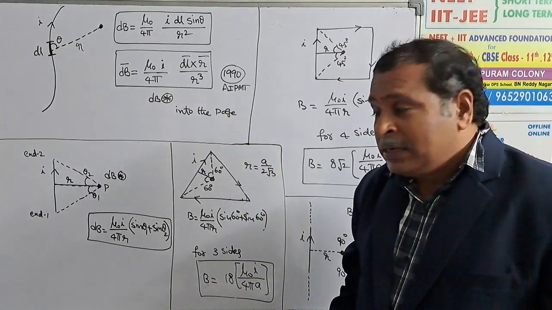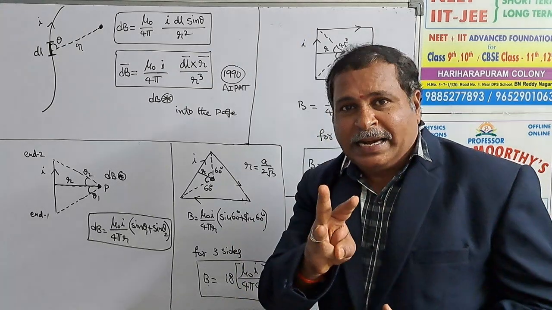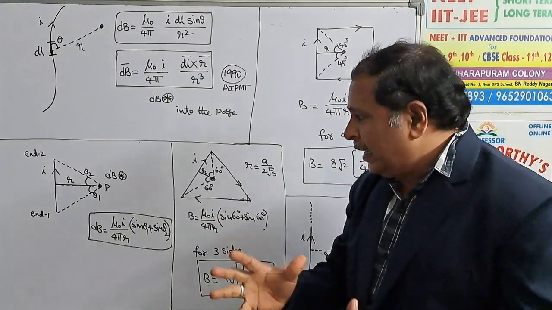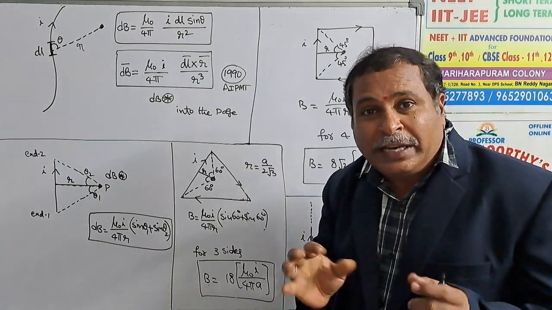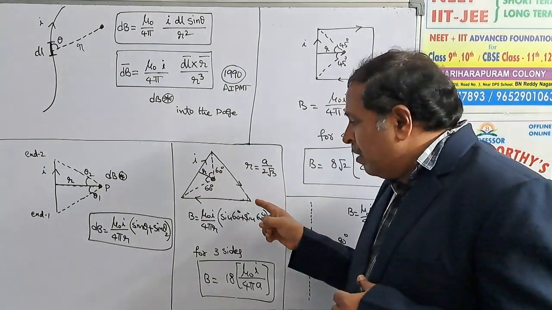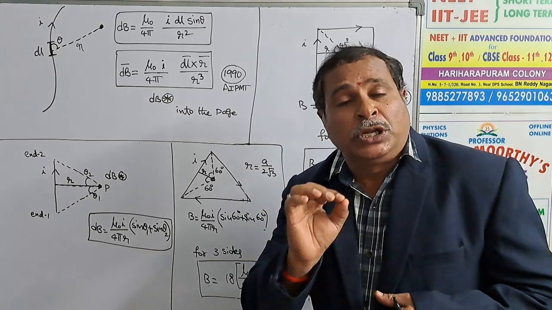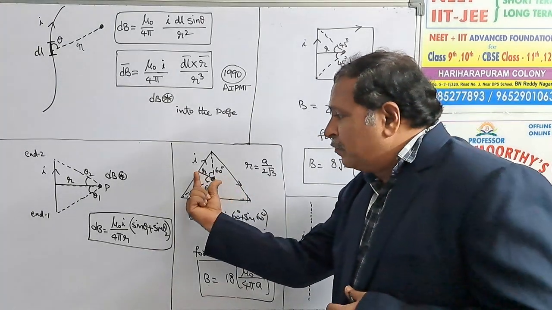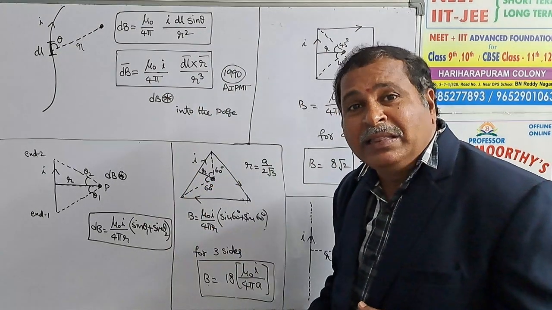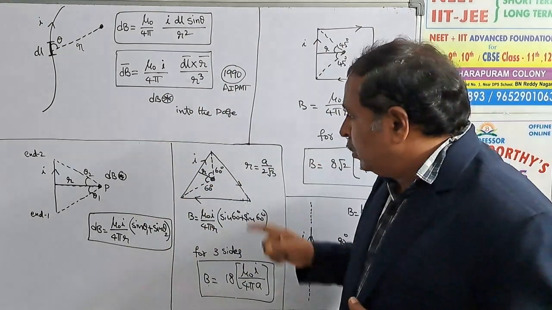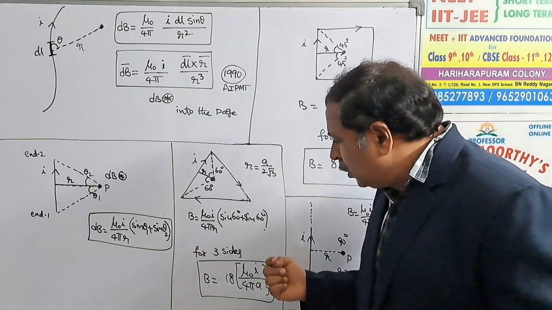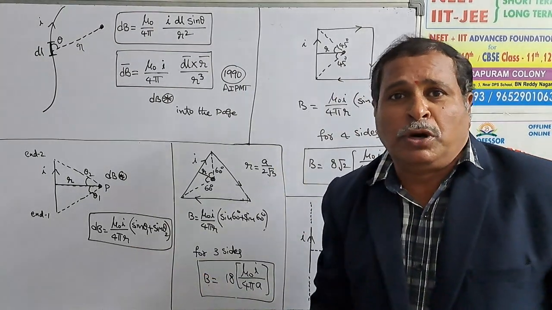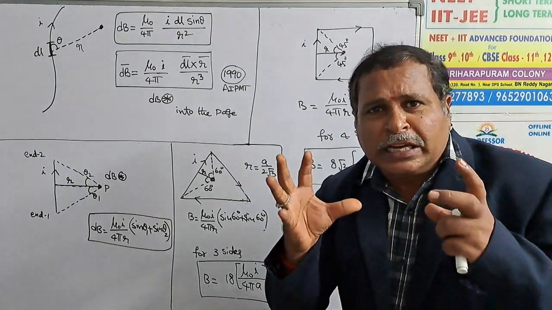Now, this triangle has 3 sides, so the total magnetic induction is 3 times this value. If you calculate the r value here, it is a by 2 root 3. The median from this corner to this side is root 3 by 2 a, as everybody knows. One third of the median is nothing but r, that is, a by 2 root 3. If you substitute this value in place of r, you will get 18 times mu naught I by 4 pi a. So this is the gunshot formula.